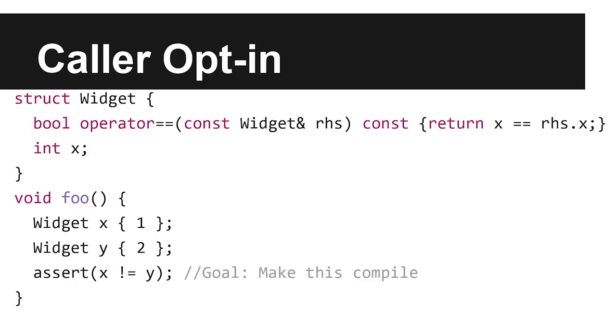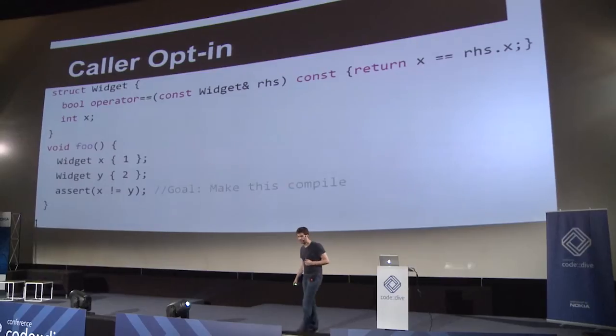So we're going to change gears a little bit. I'm going to talk about opt-in functions. And to start, we're going to have a widget. And for our example, we cannot modify widget. Widget is third-party code. And whoever the author was, they decided they wanted to implement equality, but not inequality. And so the question is, how can we make that bottom line compile? How can the user of the code say, I would like widget to have the power to use inequality on it without being able to change the source code of widget itself?